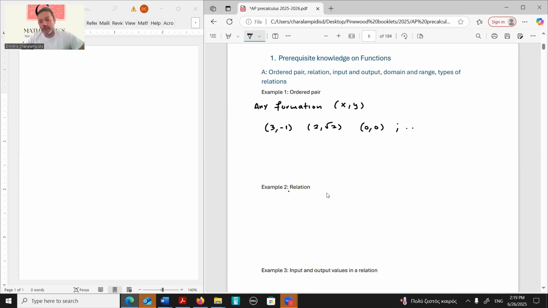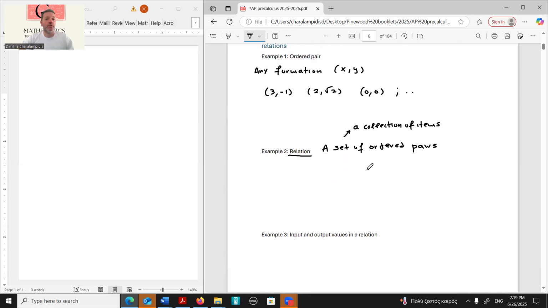Now, a relation. A relation is a set of ordered pairs. We just saw what an ordered pair is. Now, a set is basically a collection of items. In our case, these items will be the ordered pairs. So if we group together some ordered pairs, then that's how we create a relation.